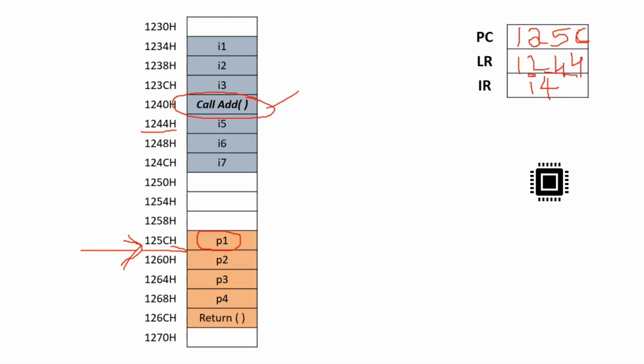So after completion of the I4 instruction, nothing but the function call, the processor fetches the next instruction, that is P1. Why? Because now the PC value is 125CH. So the processor as usual fetches P1 and stores it in the instruction register. Once P1 is stored in the instruction register, PC is pointed to the next instruction to be executed, that is 1260. So PC value becomes 1260. Now the processor completely executes the P1 instruction and fetches the next instruction pointed to by the PC, that is P2.